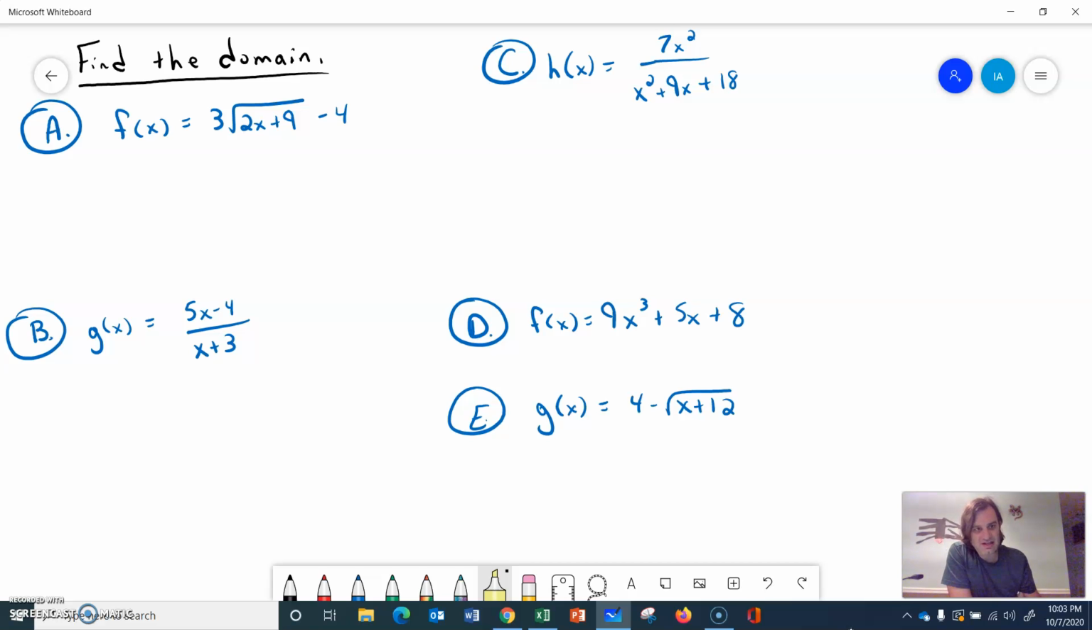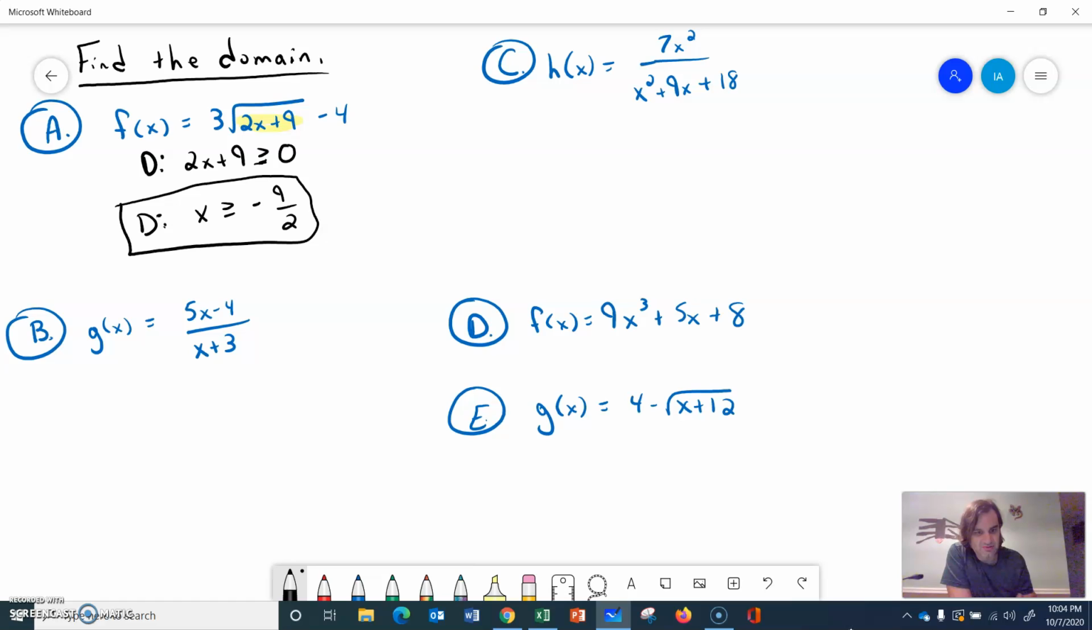So the first one, A here, f of x equals 3 times the square root of 2x plus 9, and then minus 4 at the end. In this particular one, we have a square root, so we're going to take what's under that square root and set it to be greater than or equal to 0. So 2x plus 9 is greater than or equal to 0, because we can't have a negative under the square root, because that'll lead to the imaginary system. And if we get x by itself, we'll have x greater than or equal to negative 9 halves, and that's the domain. So those are the only numbers that work in that particular one.